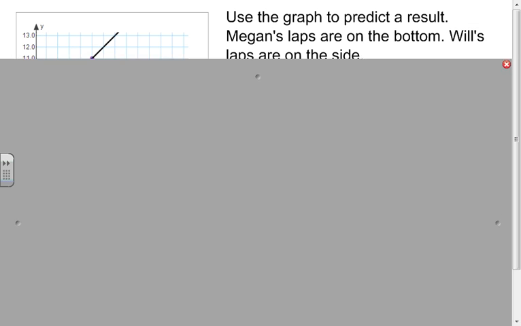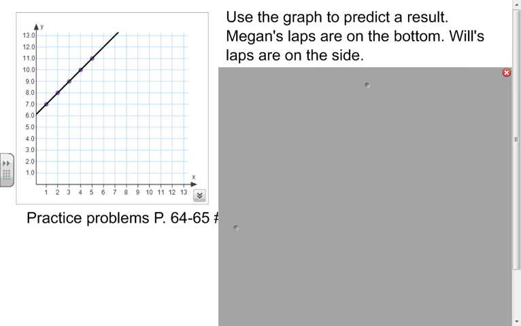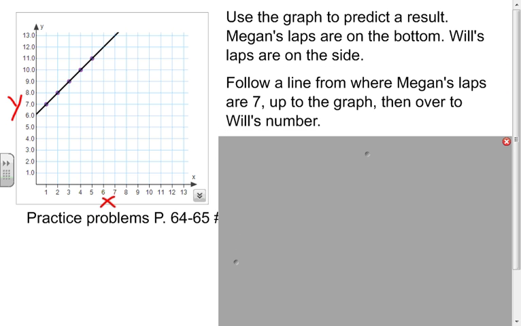Okay? If we use this graph, Megan's laps are on the bottom. Those are the X's. Will's laps are on the side. Those are the Y's. Remember, we're trying to figure out how many laps Will has done if Megan has done 7. So, Megan's are on the bottom, so we go to where Megan has 7. We go up to our line, and then go over to figure out the answer, which is 13 for Will.